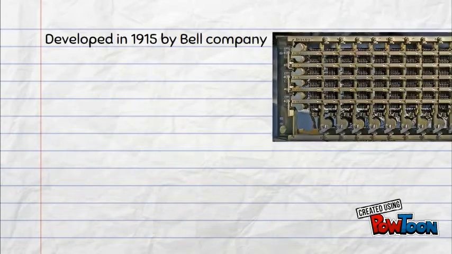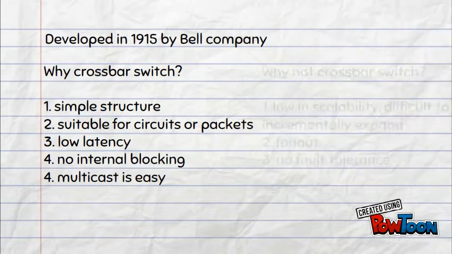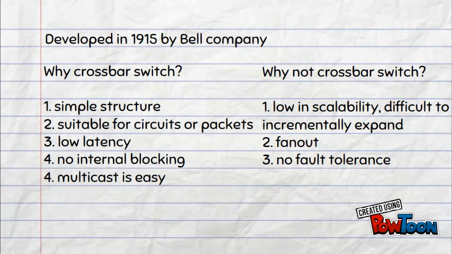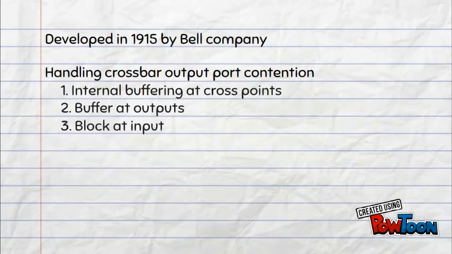Crossbar switch is pretty old. It has simple structure with low latency, suitable for multicast, and importantly, no internal blocking. But also, it is out of date because of the low scalability and no fault tolerance. The crossbar switch can suffer output port blocking, and it uses internal buffers at cross points, or buffers at output, or blocks at the input to solve this.